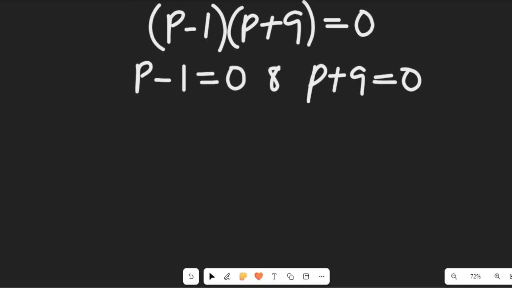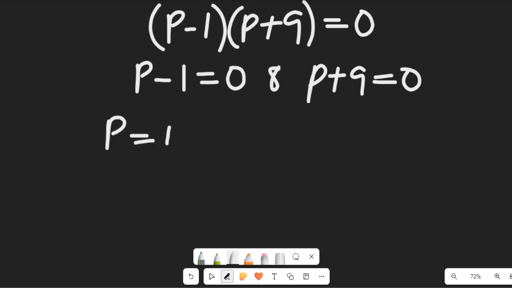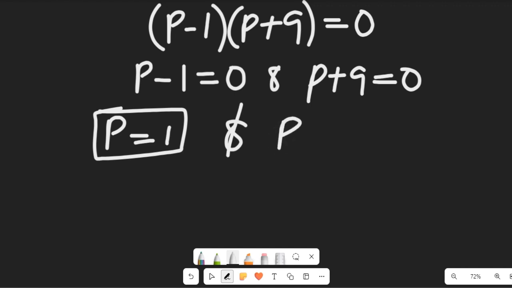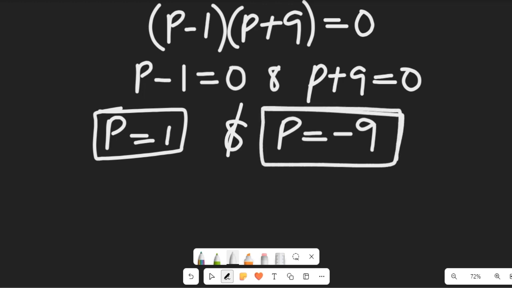From the first one, if we add 1 to both sides, we're going to have p equal to 1. And that is a solution. We'll also have p equal to negative 9 if we subtract 9 from both sides.